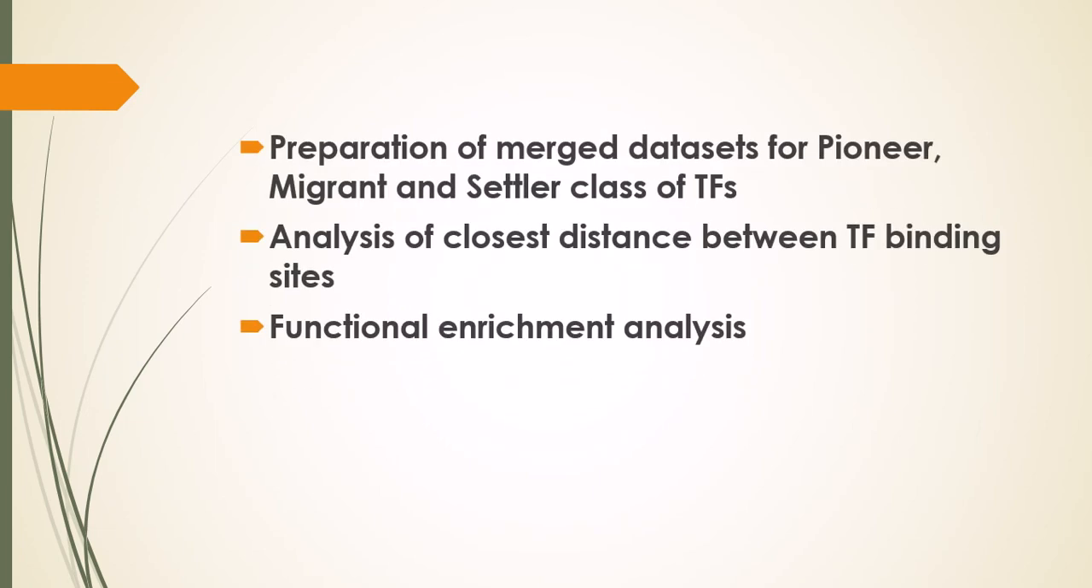This study can be considered to consist mainly of three parts. First, preparation of merged datasets for pioneer, migrant and settler class of transcription factors. Second is the analysis of closest distance between these transcription factor binding sites. And the last one is functional enrichment analysis.